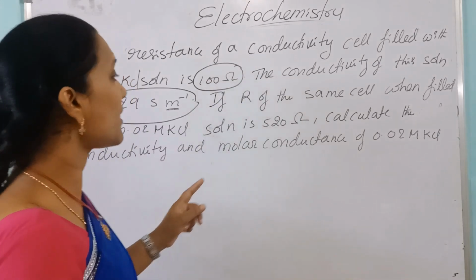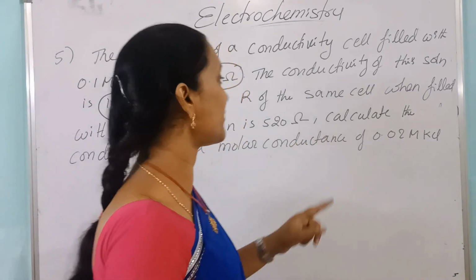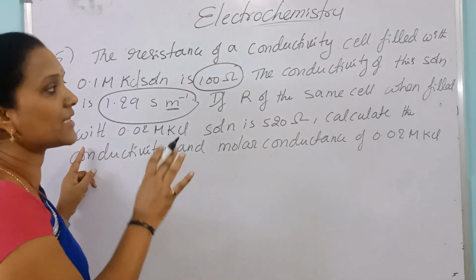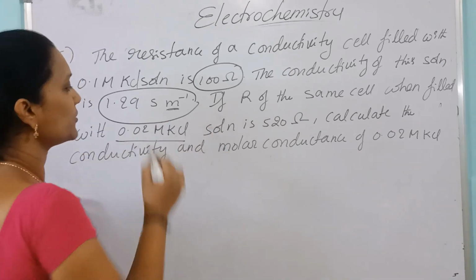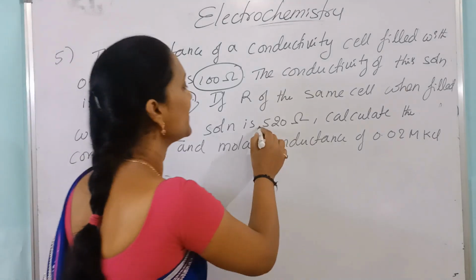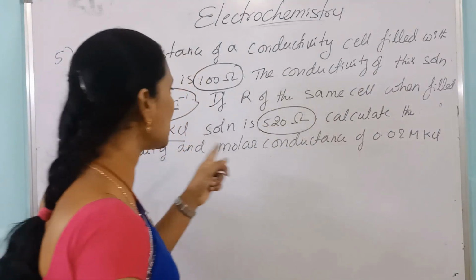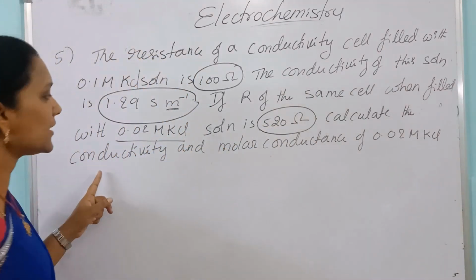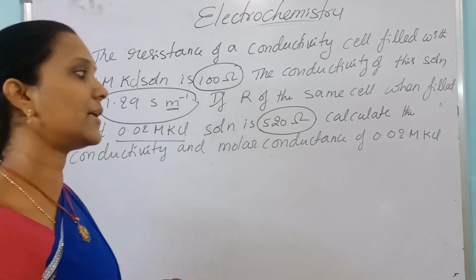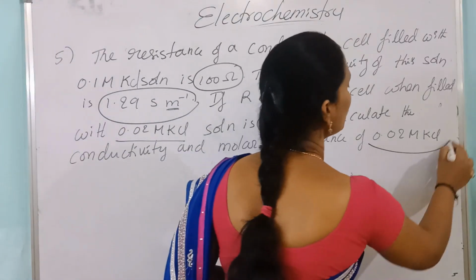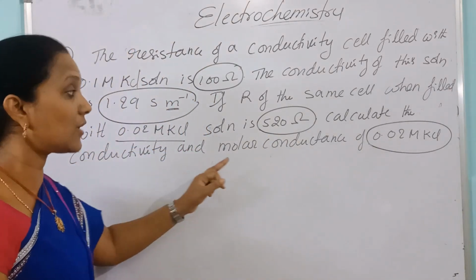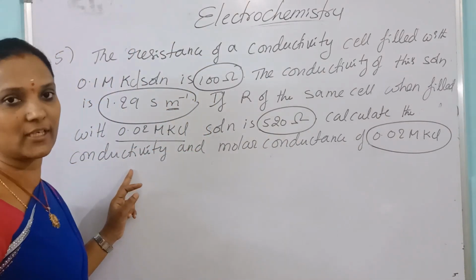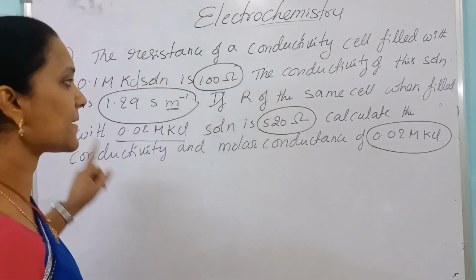The resistance of the same cell when filled with 0.02 M KCl solution is 520. Calculate the conductivity and molar conductance of the 0.02 M KCl solution. They are asking the conductance of this solution: molar conductance and specific conductance. So first, specific conductance.